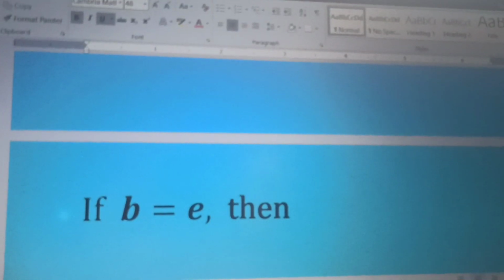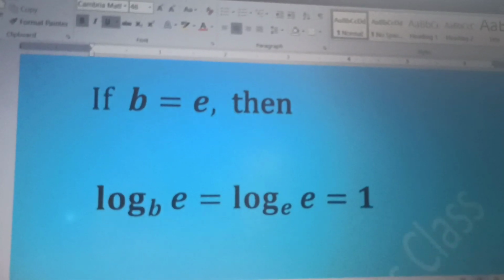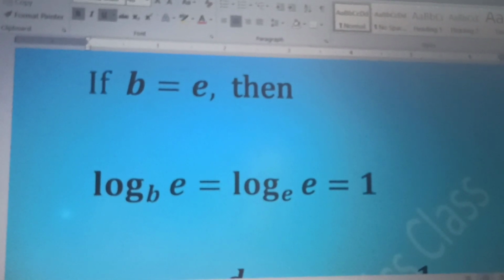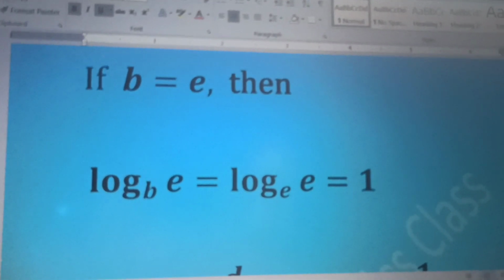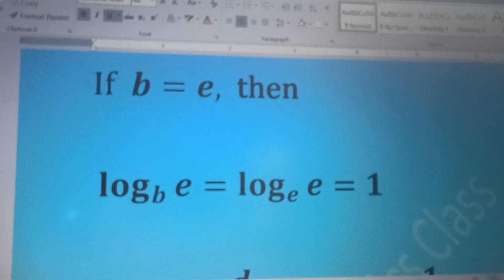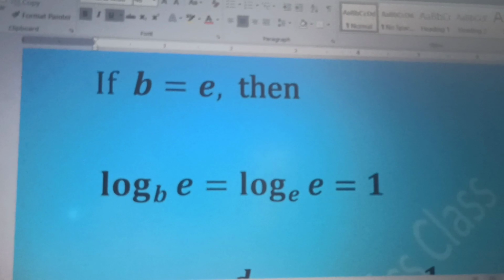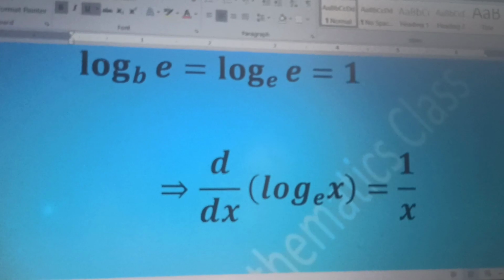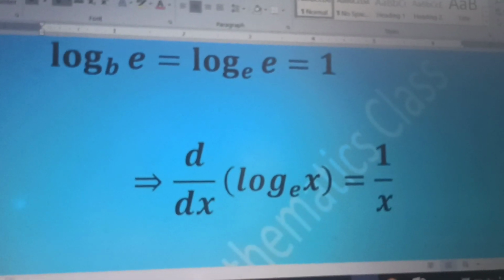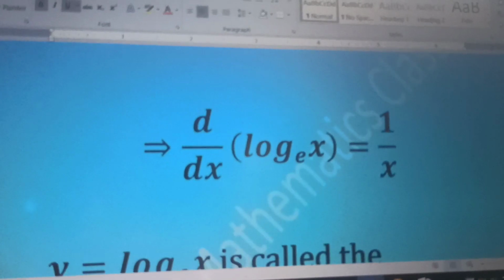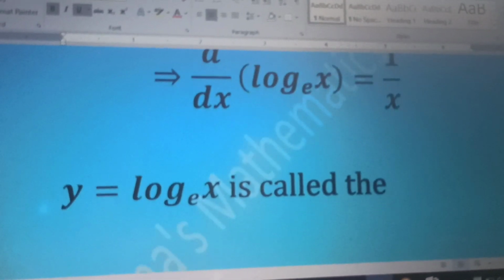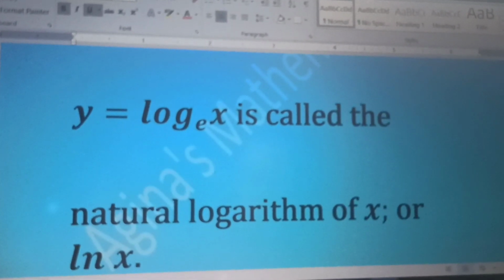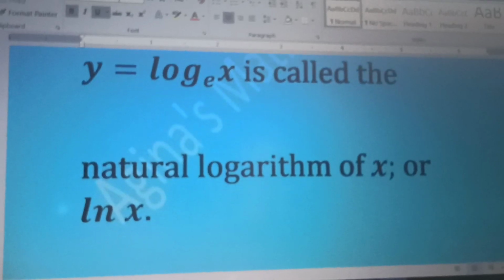If b is equal to e, then log e base b will now be equal to log e base e, and that is equal to 1 because the logarithm of a number to the same base is equal to 1. So this implies that d dx of log x base e is equal to 1 over x, and y equal to log x base e is called the natural logarithm of x, or ln x.